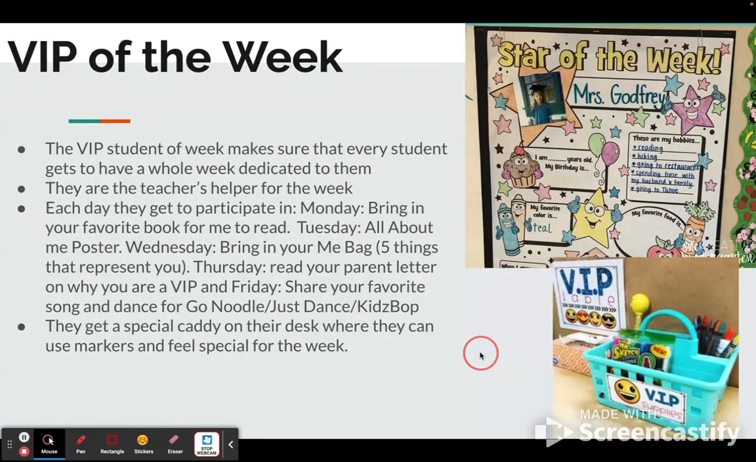VIP of the week. Now, this is my absolute favorite, hands down, no doubt about it. There's so many things you can do with this. I've listed off some here, way too many for the page. But the VIP student of the week makes sure that every student gets to have a whole week dedicated to them. And a VIP is not employee of the week. It's not the student who did the most homework and answered the most questions and had no behaviors. They're not the VIP of the week.